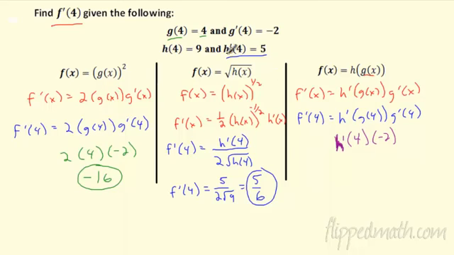So h prime of 4. Luckily, I know h prime of 4 is 5, so it had to work out perfectly. This is 5 times negative 2. This bad boy is negative 10. Very nice. That is the chain rule.